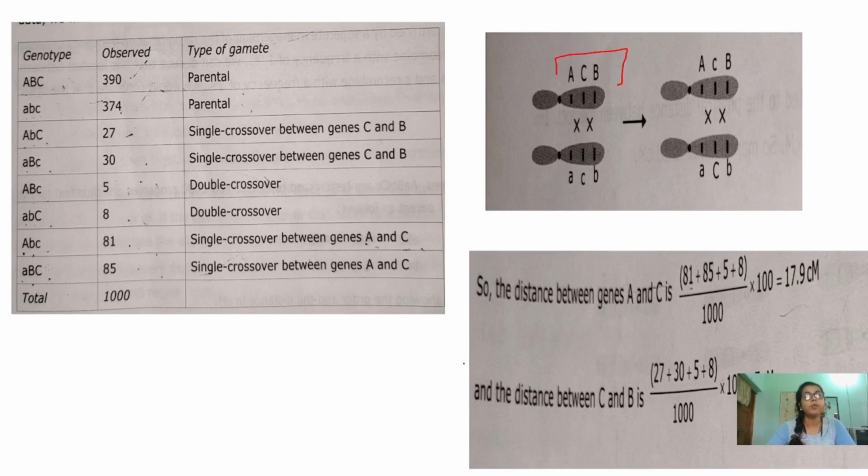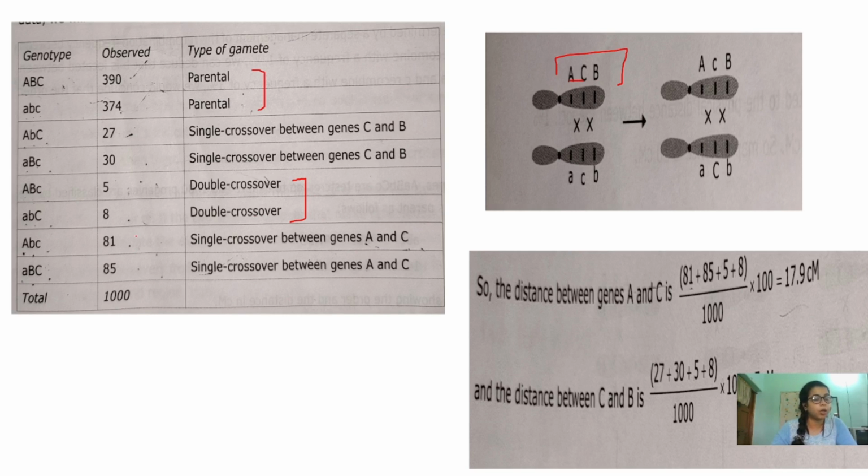If you want to know a trick to find single crossover 1 and single crossover 2, you need to see this. First you will find the parental. Second, the double crossover will be the least value. After parental and double crossover, you need to find the gene order. Suppose the gene order is ACB. So which one will be single crossover 1? AC. Single crossover 2 will be CB.